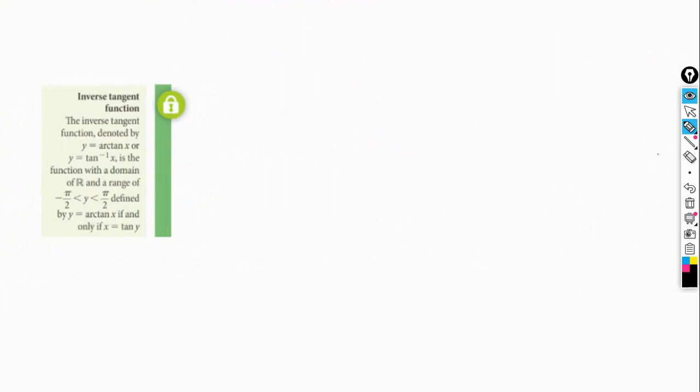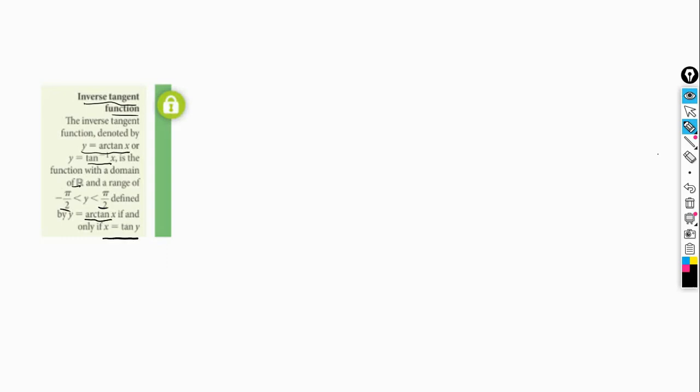Now let's take a look at the inverse tangent function. So it's defined as y equals arc tangent of x, or y is equal to tangent to the minus 1 of x. Now be careful because this is obviously not cotangent, right? And it has a domain of all real numbers and a range that is restricted from -pi halves to pi halves, defined as y equals arctangent of x if and only if x is equal to tangent of y.